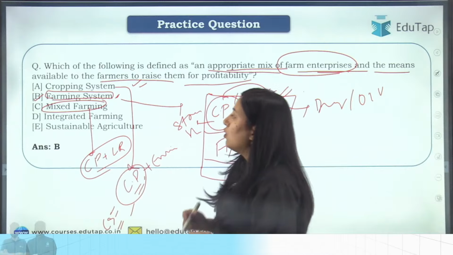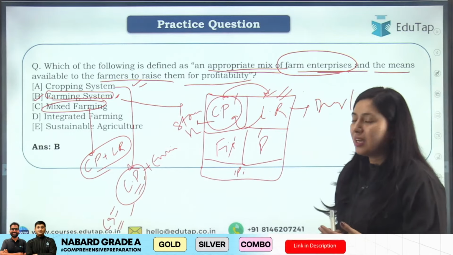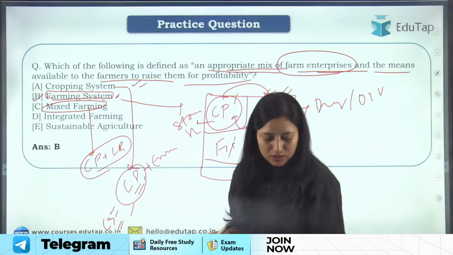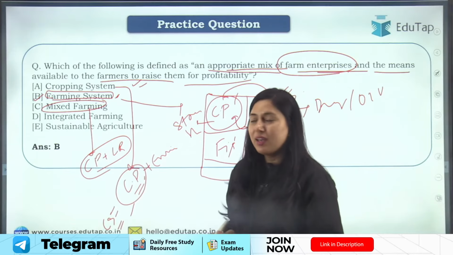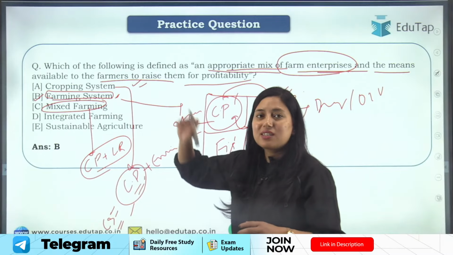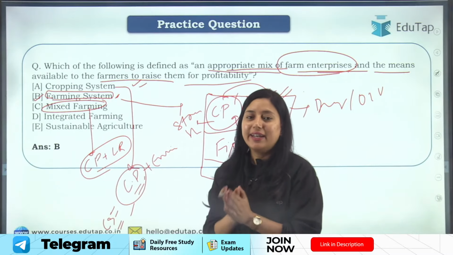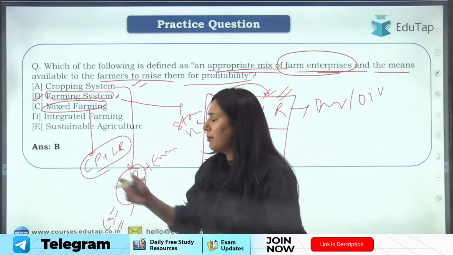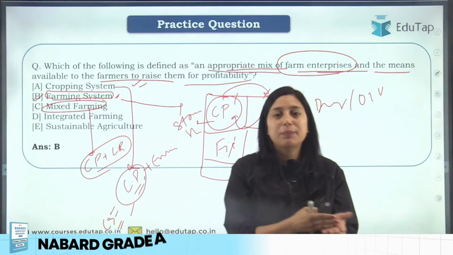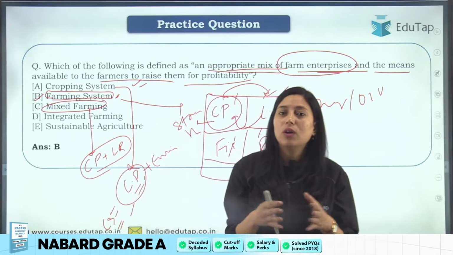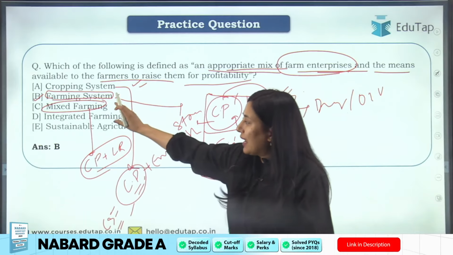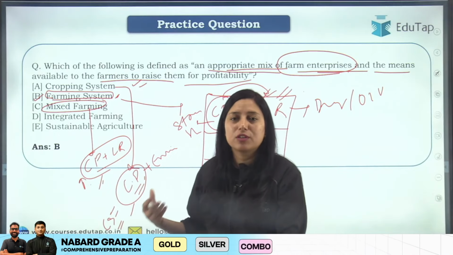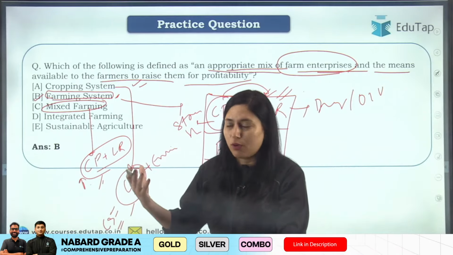ठीक है, now farming system and mixed farming are almost you can say they are almost same, but in farming system more than two enterprises can interact. Okay, in farming system more than two enterprises can interact, while in mixed farming two enterprises like your crop production and livestock rearing can go side by side. And again, purpose of mixed farming is to increase the profit, right?